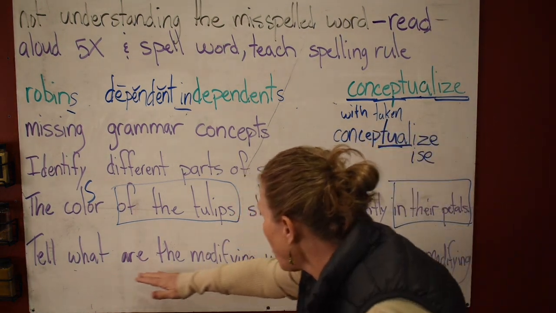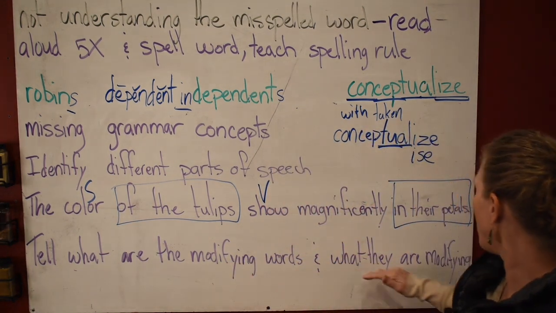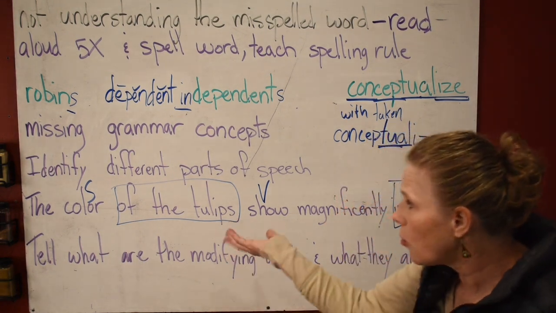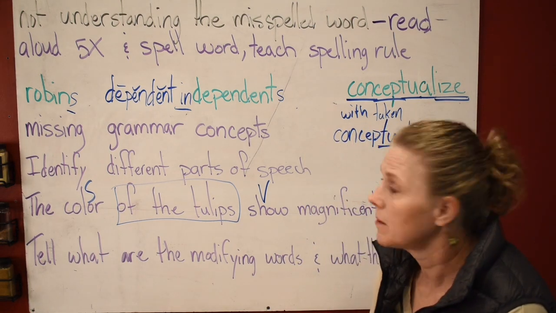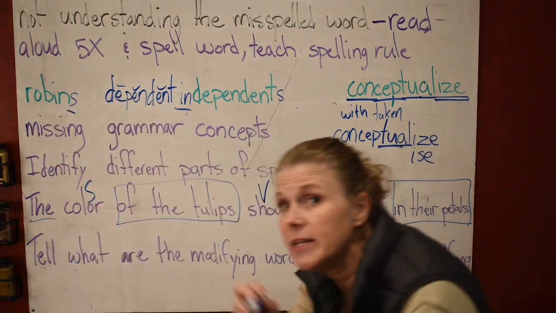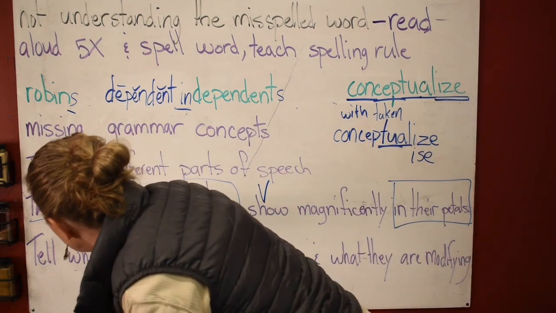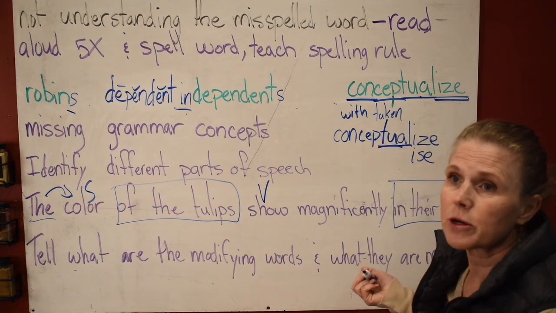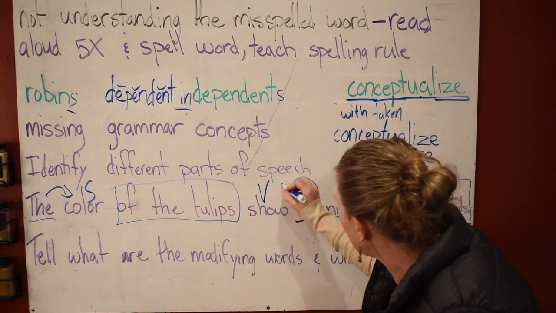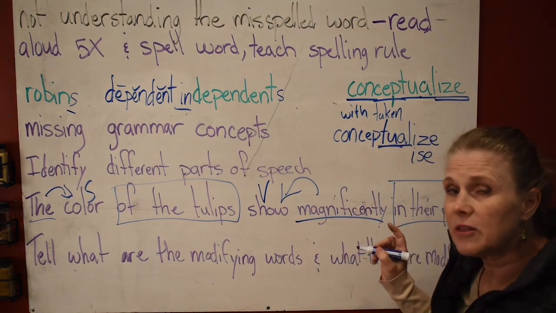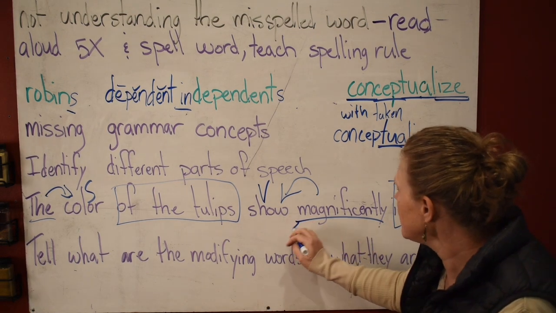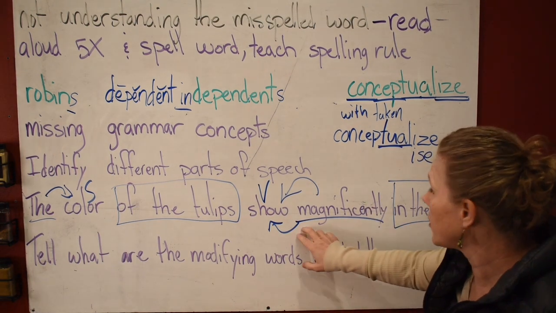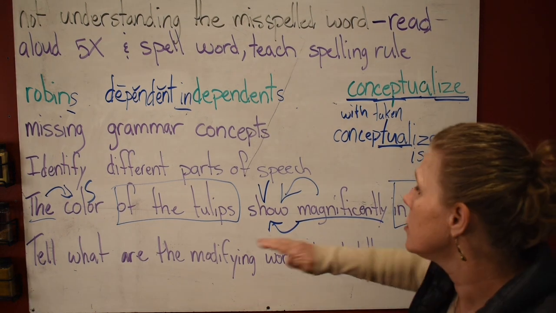Now, what are the modifying words and what are they modifying? So let's find the modifying words and talk about what they are modifying. What's your modifying words? The. This is an adjective, it's an article, it's modifying color. And have them tell you that. Now, what's the other modifying word? Magnificently. Look, it's modifying show. You can tell most likely that this is an adverb describing show because it has an ly. Now, not all lys are going to be adverbs. This one is.